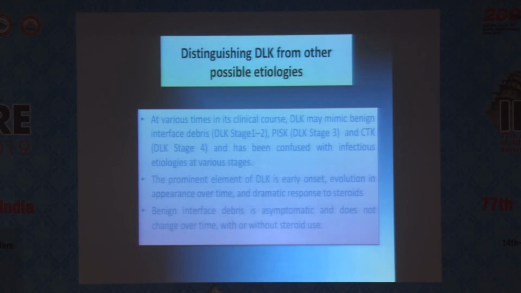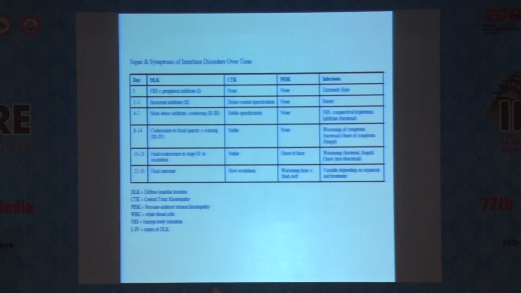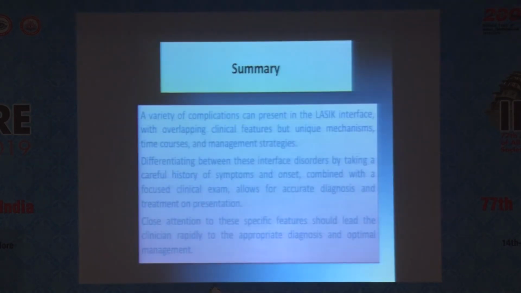DLK should be distinguished by early onset and evolution over a period of time. Unless treated, it progresses. PISK roughly takes 2 weeks to develop, so it is easy to identify. This is the chart for signs and symptoms of interface disorders. And management is, as we have already discussed.